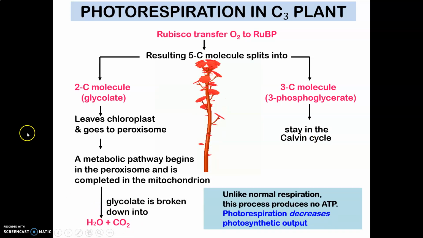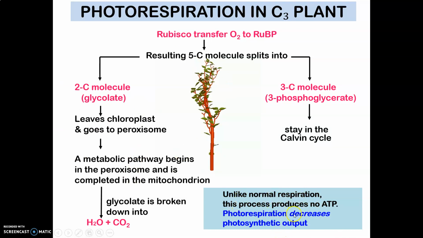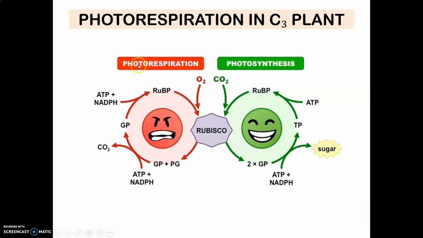Okay, memang merugikan. Then unlike normal respiration, this process produces no ATP. Instead, okay, this process dia menggunakan ATP. So rugilah. Sudah akan decreases the photosynthetic output. Dan inilah kalau kita tengok gambar photorespiration, RBP diguna oksigen, diguna rubisco. Okay, dia akan menggunakan ATP and akan release carbon dioxide. ATP pun akan digunakan instead of menghasilkan dan tidak akan menghasilkan sugar pun. You tengok tak ada menghasilkan sugar pun. In fact carbon dioxide pula dia release, rugilah, padahal carbon dioxide ni kita boleh gunakan untuk Calvin cycle.